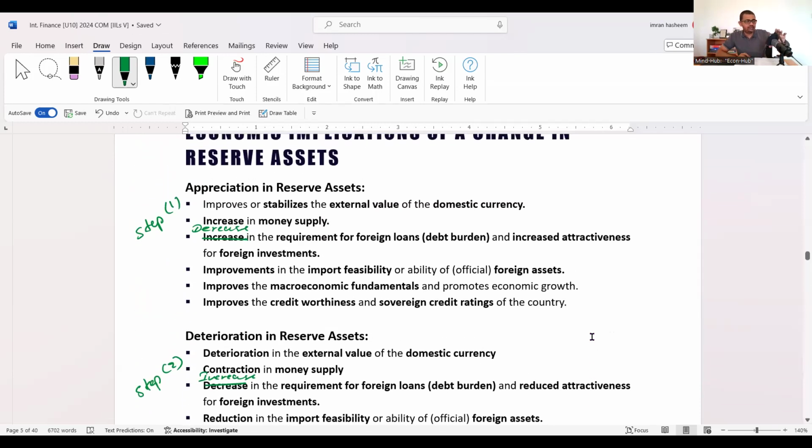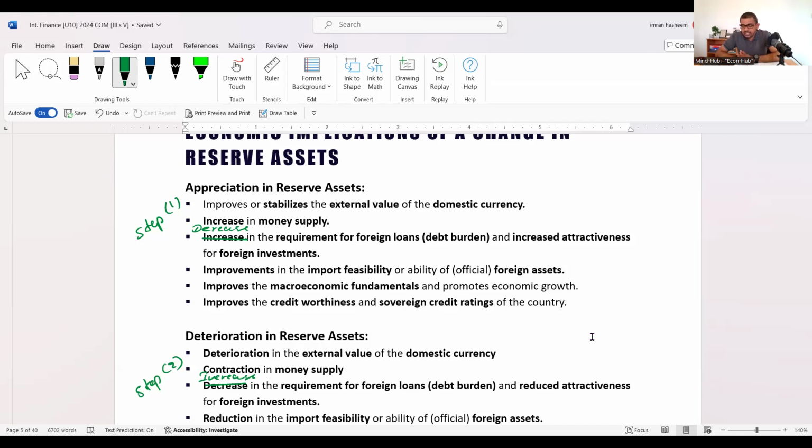So when we have enough reserves, we don't need to borrow that much to fulfill our requirements. So borrowing requirements decrease, debt burden decreases. On the other hand, as a country, we become more attractive for investment, because a stable exchange rate and stable economy is always attractive. Improvement in the import feasibility of the country. We can bring in more goods and we can pay for our imports using our reserves for a longer period of time. I'll talk about that in a bit also.